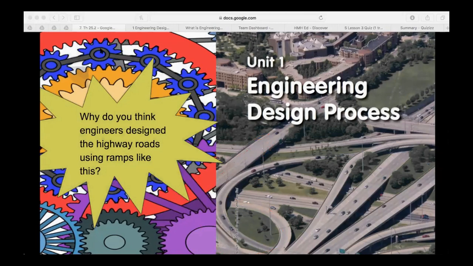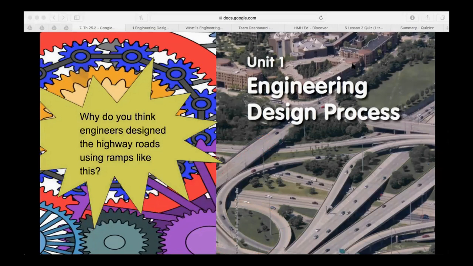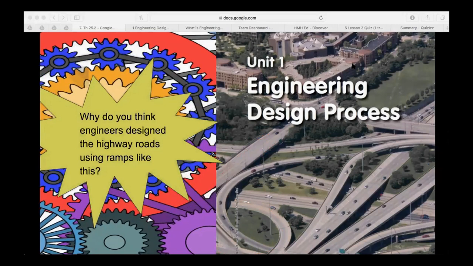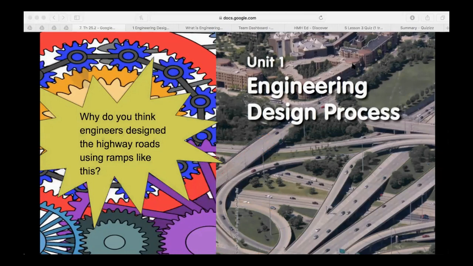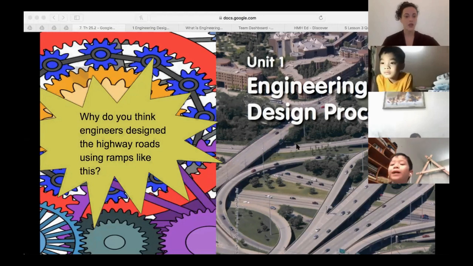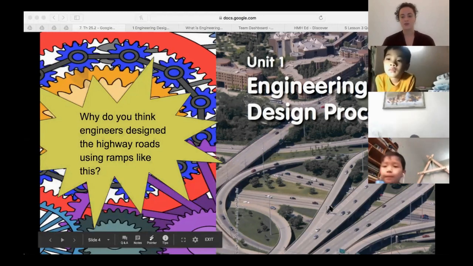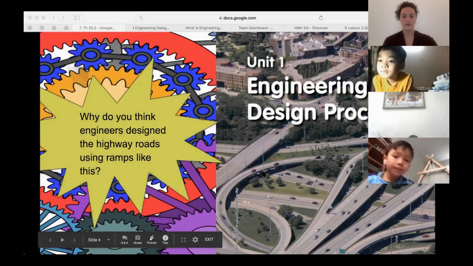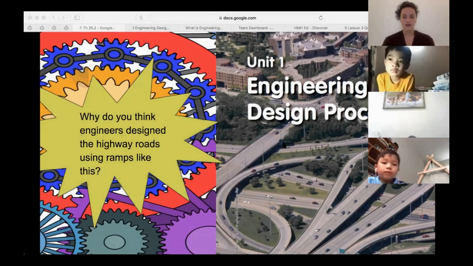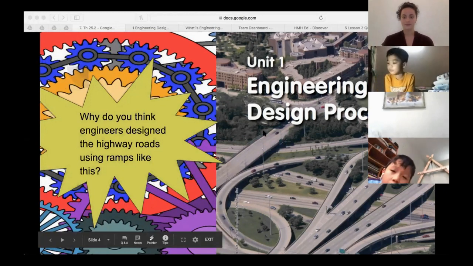Is the scientist look at the delta and build a highway like this? Maybe they got the idea from looking at a river delta. Scientists get a lot of their ideas from nature. That's a great observation, Leo. So why do you think they designed it using ramps? Why are the ramps helpful? Let's see. Nick, what do you think? Why are these ramps helpful? Why did they put them in?